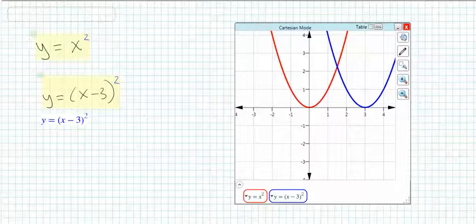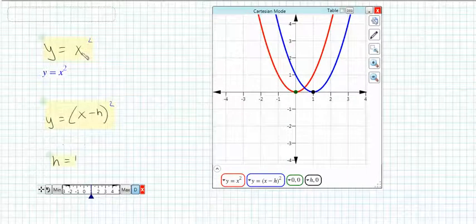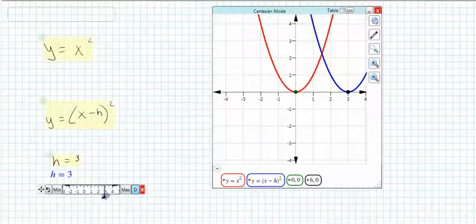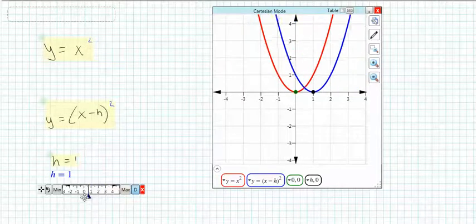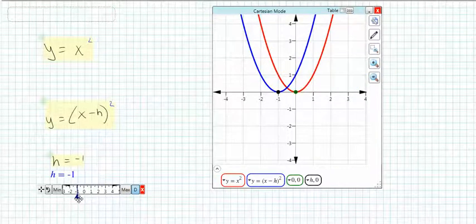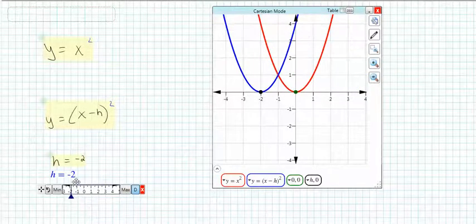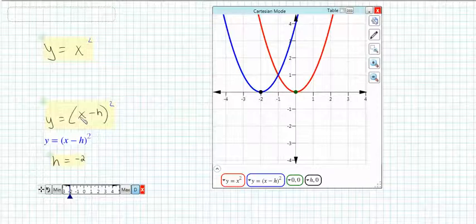So we can generalize and say if we have y equals x squared and y equals (x minus h) squared, and now here h is 1, it moves it 1 to the right, 2 to the right, 3 to the right. It moves the entire graph, whatever h is, horizontally. That's with y equals (x minus h) squared. So we see now the effect of replacing x with x minus h.